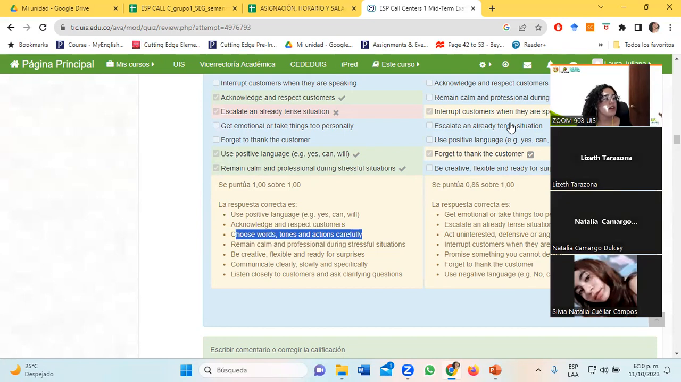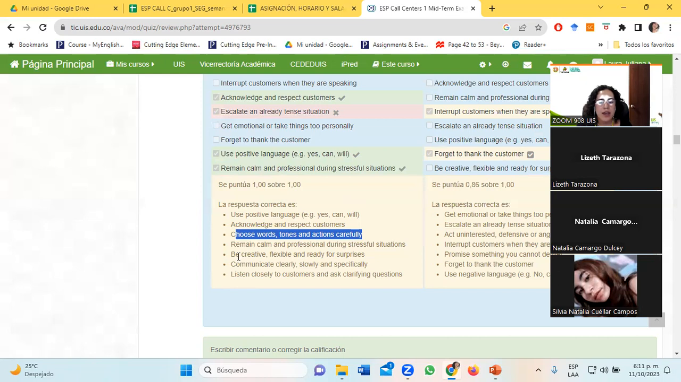This is particularly important in customer service, that you use the right tone of voice, that you come across as a polite person, kind, helpful, okay? So choosing your tone of voice correctly can help you a lot. Remain calm and professional during stressful situations, of course.